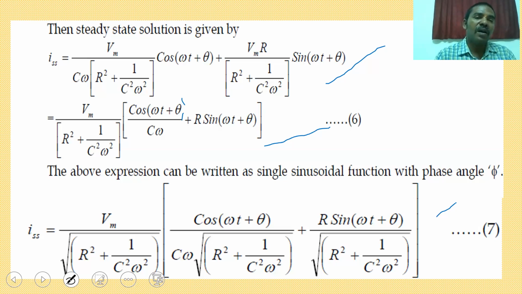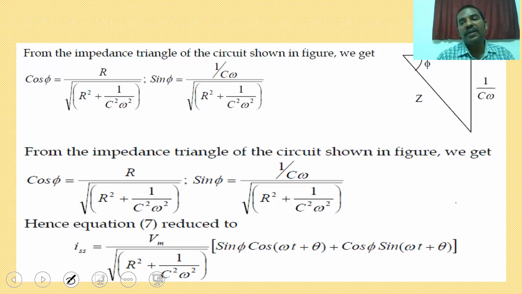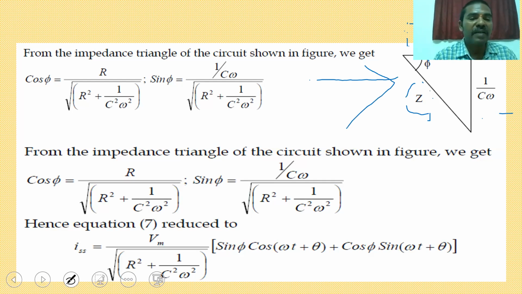Okay. So now the impedance triangle for the RC circuit: horizontal is resistance, vertical is capacitive reactance, and the hypotenuse is your impedance value. So impedance is root of r square plus 1 by c square omega square. So cos phi is r by root of r square plus 1 by c square omega square. Sin phi is 1 by c omega divided by root of r square plus 1 by c square omega square. We obtained these from the impedance diagram.